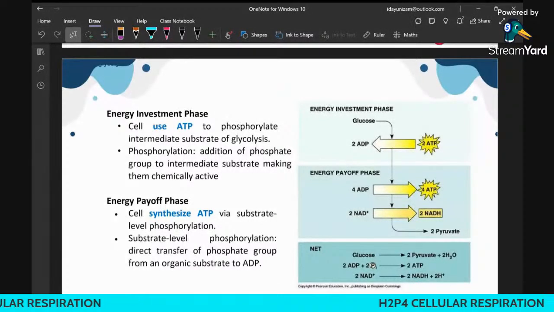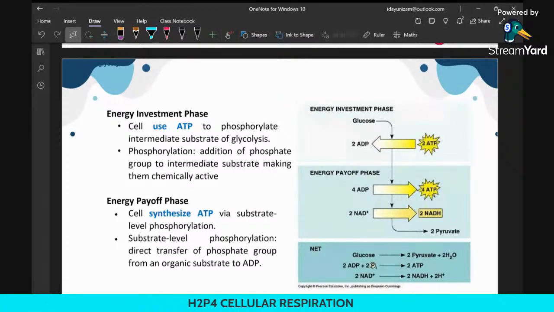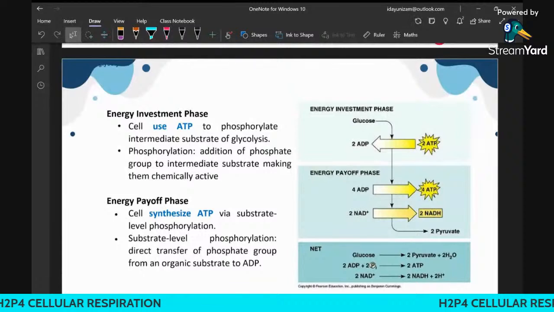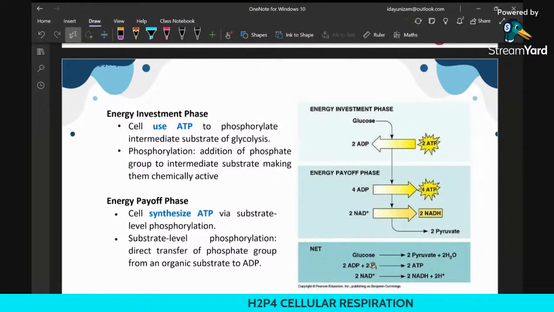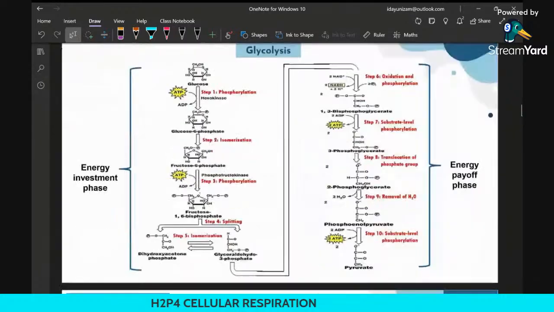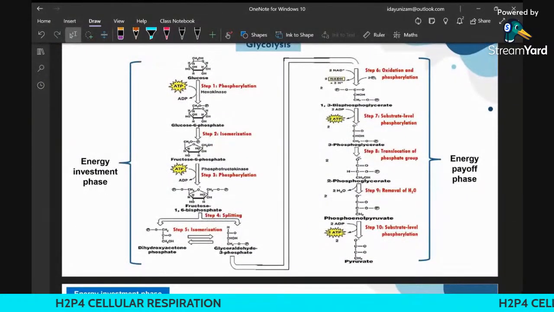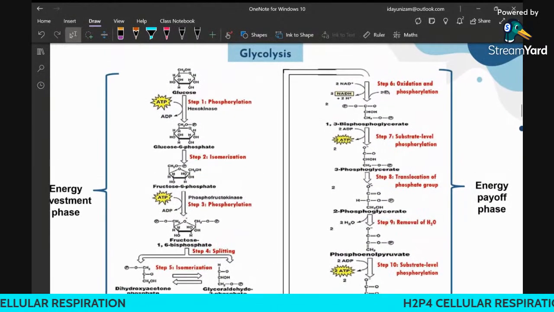Okay, let's explore. Okay, Soleha, thank you. Next I want you to respond to the teacher in the meeting chat. When the teacher mentions the energy investment phase, there are 5 steps. This is already shared with you, so you can see the steps.